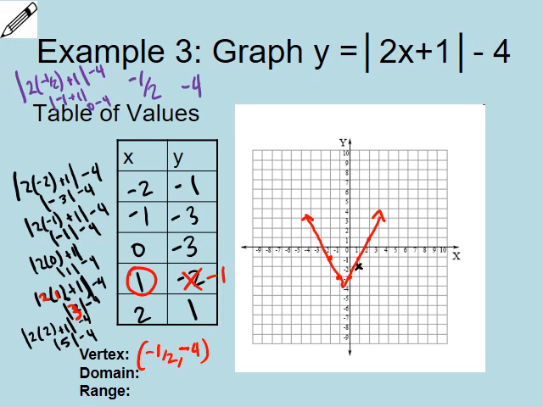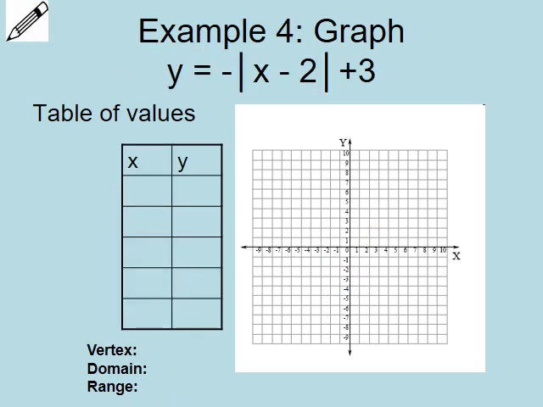Domain and range. Domain, forever left, forever right. You'll notice a pattern that keeps happening. My range is how low to how high. How low do I go? Well, my lowest point is my vertex, and that's my y value of negative 4. I include it, and I go forever high, so infinity. Okay, so again, if it doesn't look symmetrical, check your work.